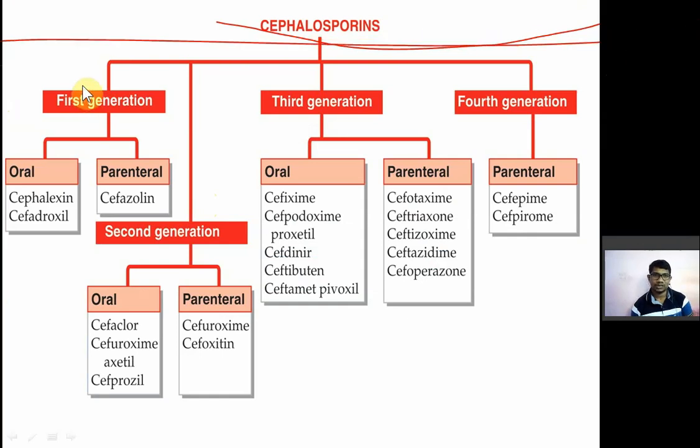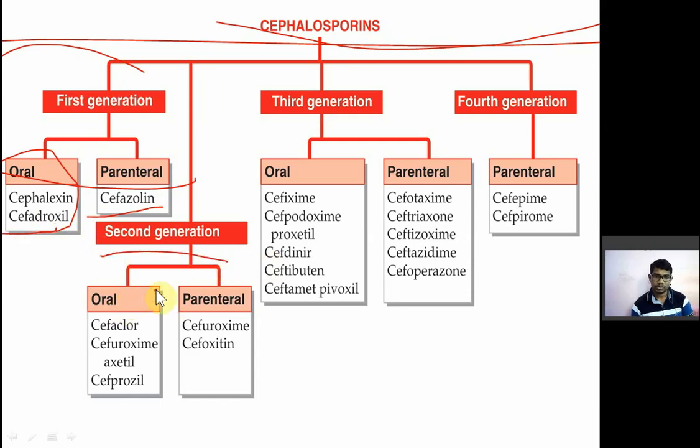So what are the first generation cephalosporins? First generation cephalosporins, those given by oral route, like cephalexin and cefadroxil. More examples also: cephalexin, cefadroxil, and parenterally given cefazolin. Then second generation, according to the route of administration.